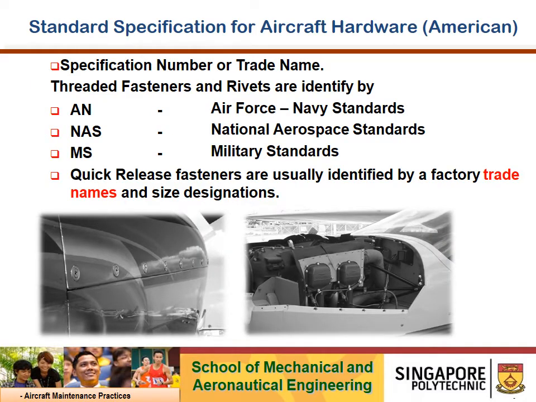Standard specification for aircraft hardware. This is based on American standards. Threaded fasteners and rivets are identified by AN, which is Air Force Navy standards, and AS, which is Aerospace Standards. These standards are from the commercial aerospace sector, whereas AN and MS military standards are from the Army and Air Force. Okay, quick release fasteners, which are a quarter turn to release and a quarter turn to tighten, are usually identified by factory trade names and the size designation. We will talk about quick release fasteners in a later part of the slides.